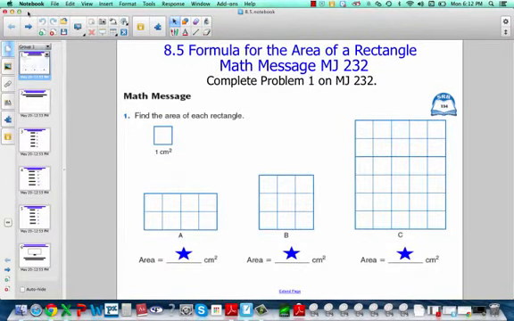To start out today, you need to grab your math journal, page 232, and complete this first problem. You're trying to find the area of each of these rectangles. Pause your video while you work.